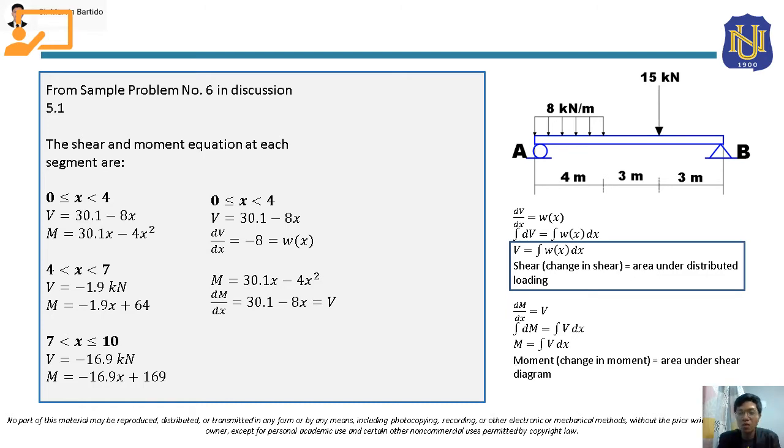Okay, so from here, class, now we can say that the change in moment is equal to the area under the shear diagram. So class, instead of establishing a moment equation to solve for the moment at a specific point, we can just compute the area of the shear from the shear diagram to solve for the moment. Take note of this relationship, class. We are going to use this in the area method for constructing shear and moment diagrams.